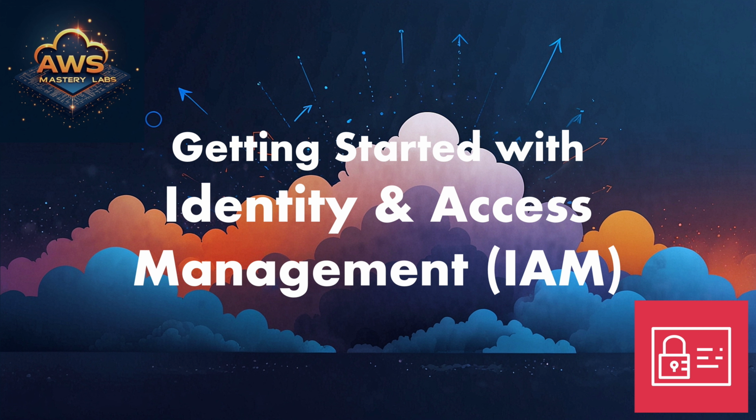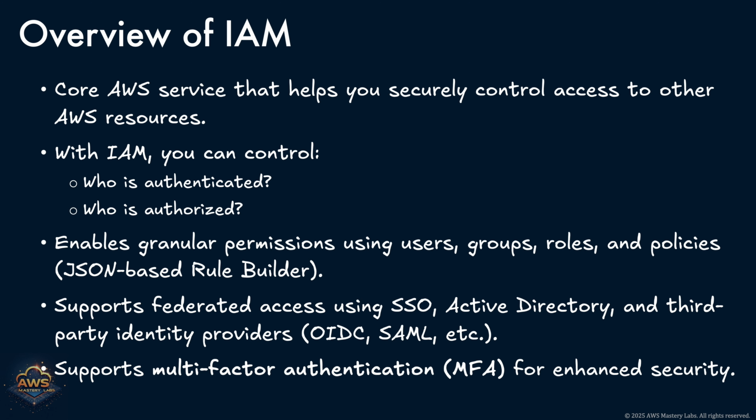Let's get started. AWS Identity and Access Management, or IAM, is a core AWS service that lets you securely control access to your AWS resources. At its core, IAM helps answer two fundamental questions: who is authenticated, and who is authorized to do what? It acts as the security gatekeeper of your AWS environment, ensuring that only the right identities, whether they're users, applications, or services, can access specific resources. IAM enables you to define, enforce, and audit access policies at a very granular level, making it an essential tool for maintaining least privilege and compliance in the cloud.